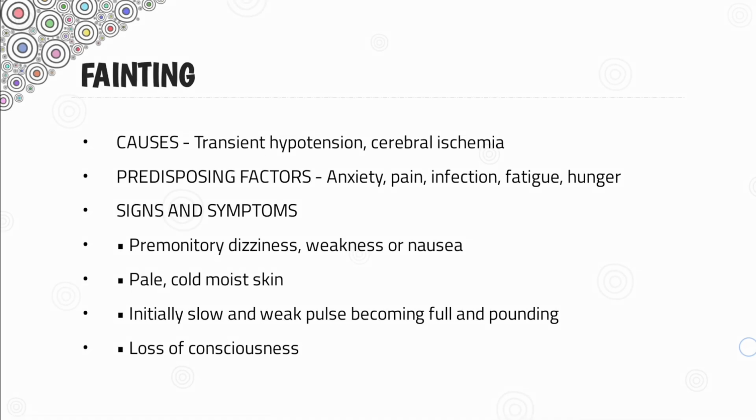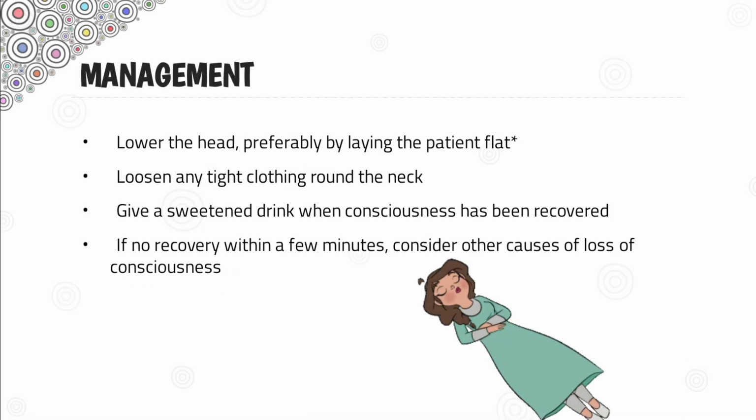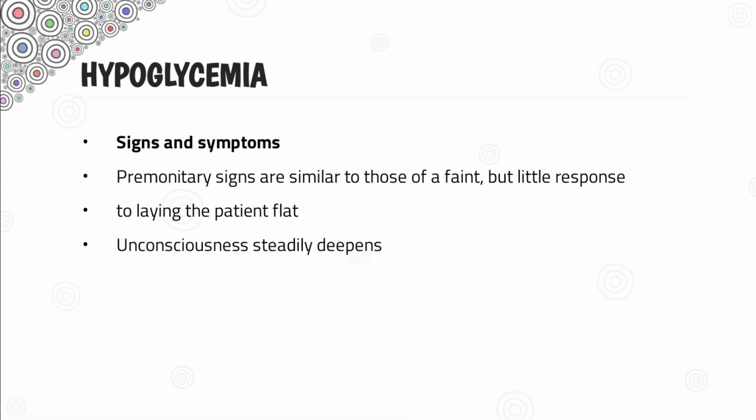Initially, the patient will have a slow and weak pulse, and it will become full and pounding, and the patient can lose consciousness. How to manage? Lower the head and preferably lay the patient flat. Loosen any tight cloth around the neck so that the patient is having a proper airway. Give a sweetened drink when consciousness is recovered, and if there is no recovery within a few minutes, consider other causes.